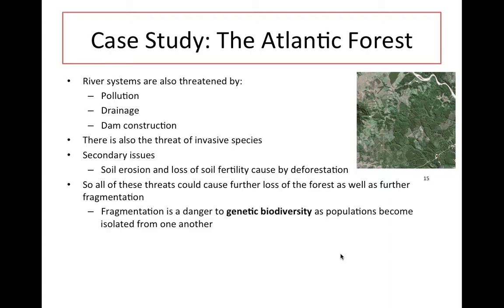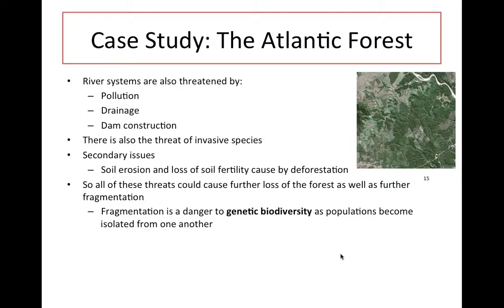So river systems are also threatened by pollution, drainage and dam construction. There is also the threat of invasive species, and there's obviously the secondary issues that come along, which are soil erosion and loss of soil fertility caused by deforestation. So all of these threats could cause a further loss in biodiversity as well as further fragmentation.